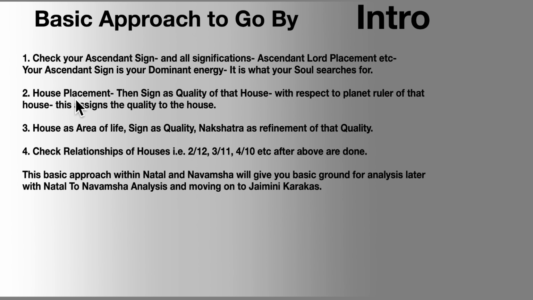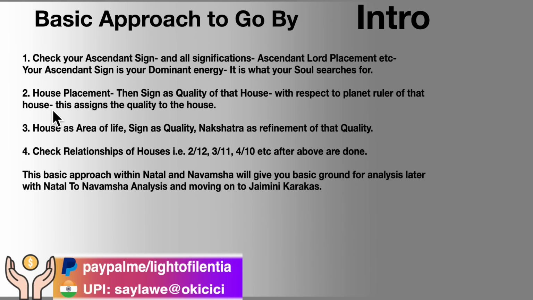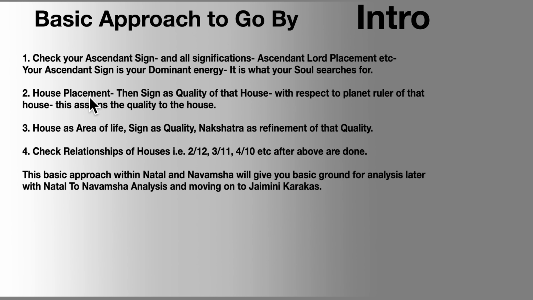Number 2, house placement. The sign has the quality of that house. If Aries is placed in 5th house, so the quality of the 5th house now takes on Aries kind of energy. That's why we have to cover it in energetic terms. With respect to the planet or ruler of that house, this assigns the quality to the house. Okay? Whichever sign and whichever house placement. That's what we are talking about. So second is the house placement.